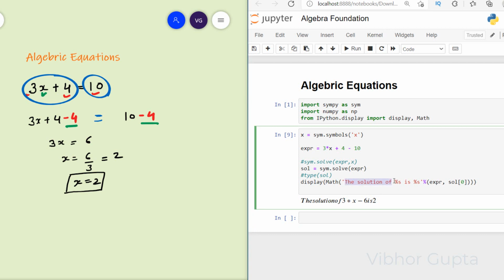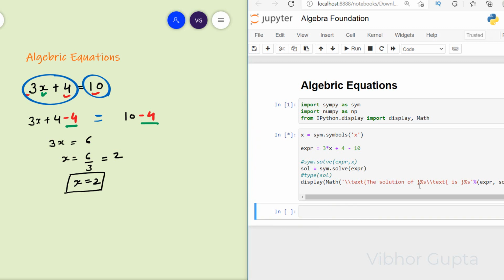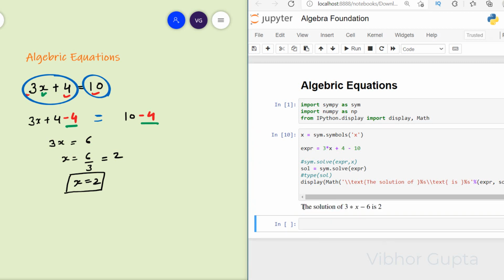Because in LaTeX, if you want to represent any text, you'll have to use \text, and then you'll keep your text in curly braces. So I'll say this, then %s, then we have the text again. So I'll use \text, and then I'll keep this text in the curly braces. So I'll write it like this. Okay, now let's run it again. So this time it is better. So text is represented in a nice format.